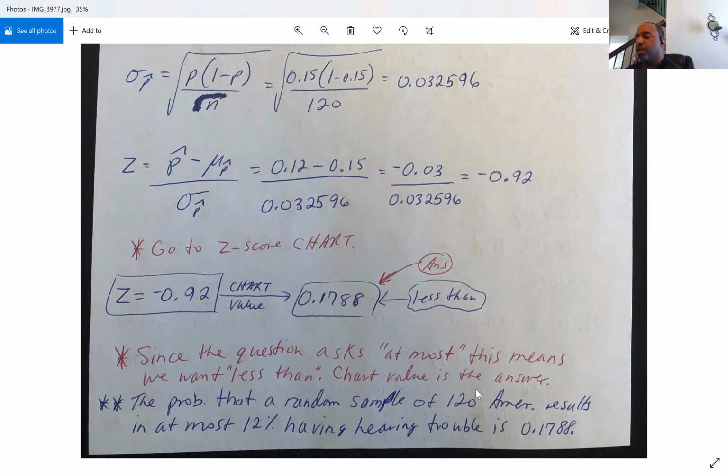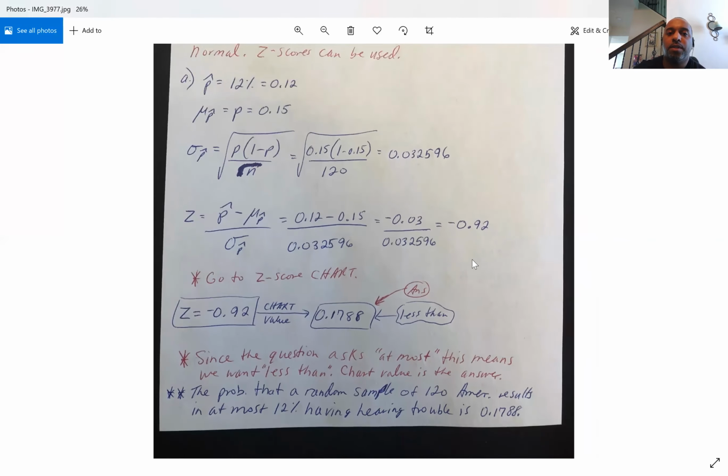All right, questions, any questions? Anybody still copying this page? All right, going to the next page.